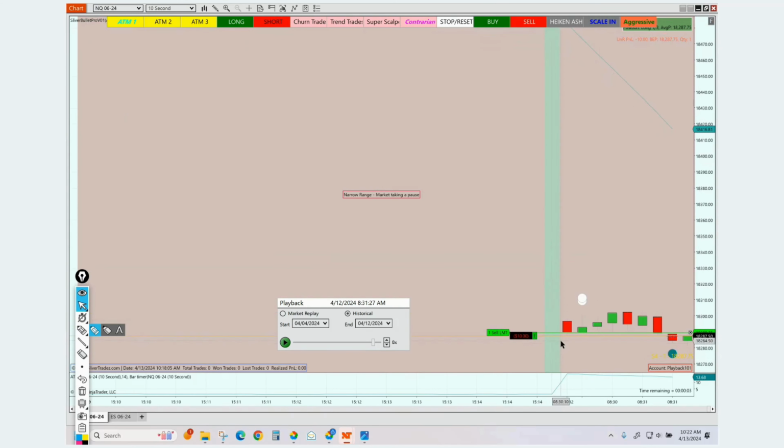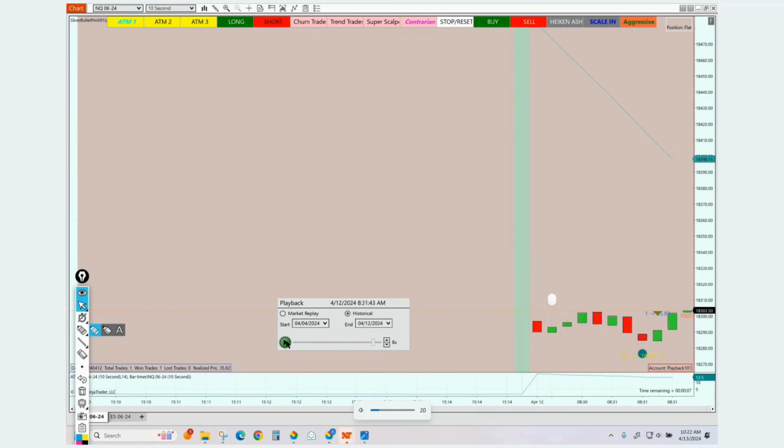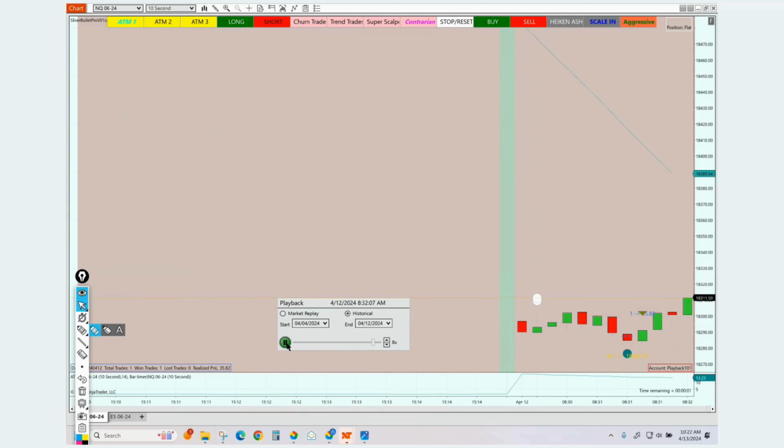So here the trade was taken and we work for small targets. If you have heard a sound, target filled, and with just one contract, $35 of profit within seconds of taking the trade. I keep it going. And it gives alerts also when a trade is about to take place. I stopped it.